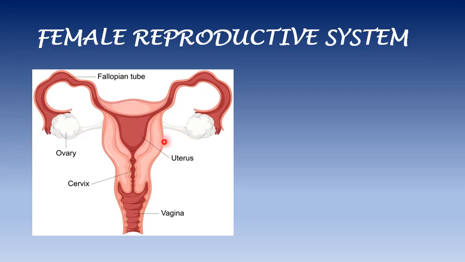Okay, children, what is the function of this? It transports the egg from the ovaries to the uterus. It is also the site of fertilization. I already told you, the fusion of male and female gametes results in the formation of a zygote. That is what we call fertilization. That process takes place in the fallopian tube, where sperm meets egg.